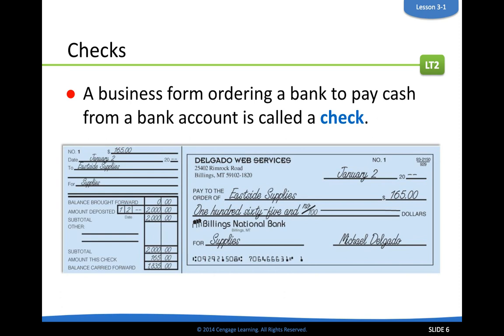In this case, Delgado Web Services writes a check to Eastside Supplies to buy supplies, and it's considered cash, right? You're writing a check. A check is just an order for the bank to release funds to Eastside Supplies. You might also have electronic funds transfers from buying stuff on a credit card, or wire transfers if you're just using an electronic service to send money. So those are ways to record cash transactions.